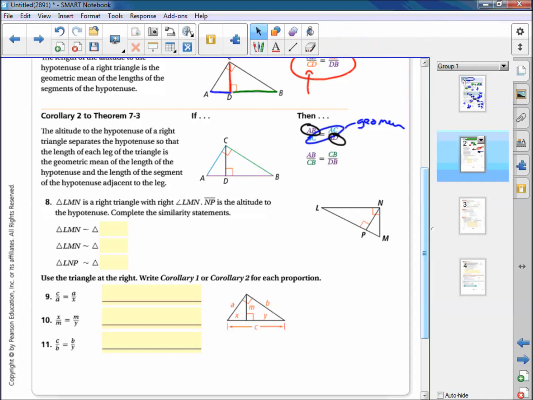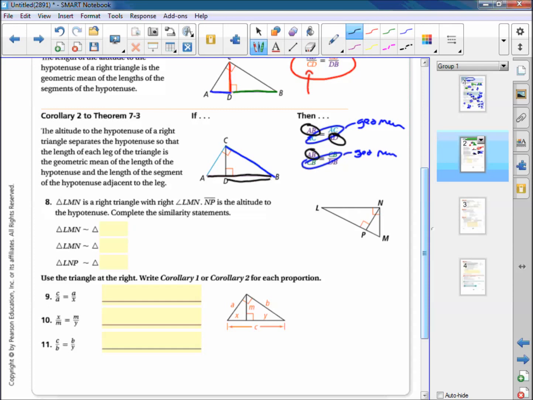Okay, and it works for the other side of the triangle also. So over here, CB is the leg that's touching the right angle on that side, so that's the geometric mean. And it's the geometric mean of the whole hypotenuse and the piece of the hypotenuse that's touching the leg, cut off by that altitude. Okay? All right, so those are going to take a little bit of memorizing on your part, so you want to make some flashcards for them.